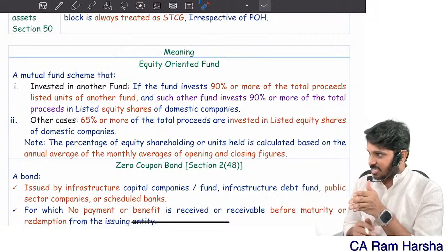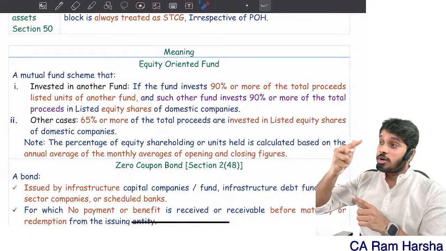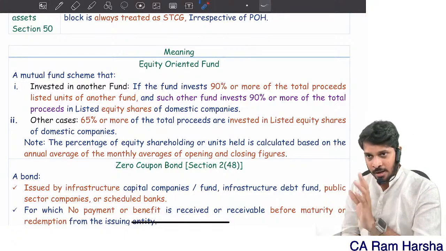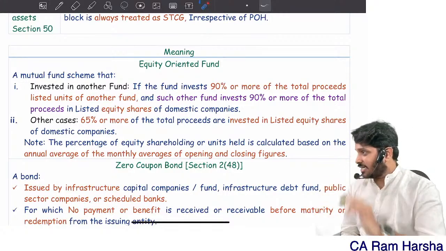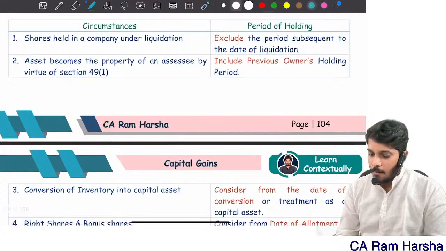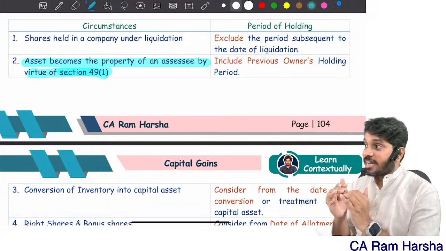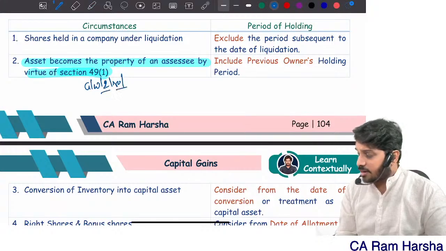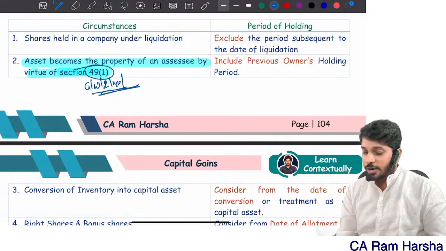Now, when you are computing the period of holding, generally it is considered from the date on which I acquired the asset till the date on which I sold it. But there are some cases where the previous owner's holding period will also be considered. What is the previous owner's holding period? Both will be considered. For example, the asset became the property of the assessee by section 49(1). 49(1) means what? Gift, will, inheritance, succession, conversion of HUF property into individual property. In all these cases, section 49 subsection 1.